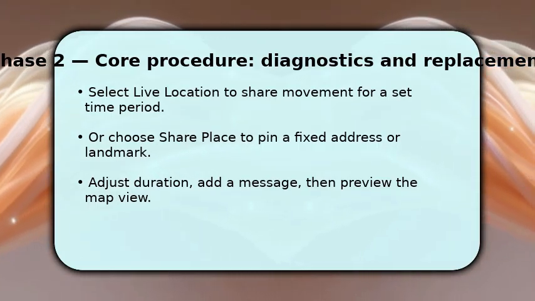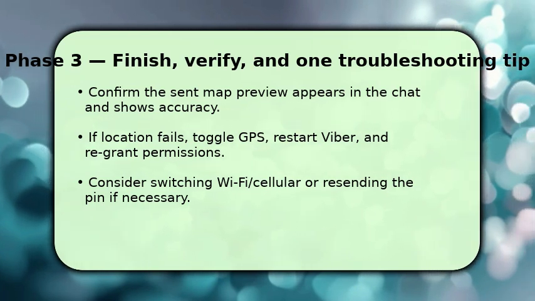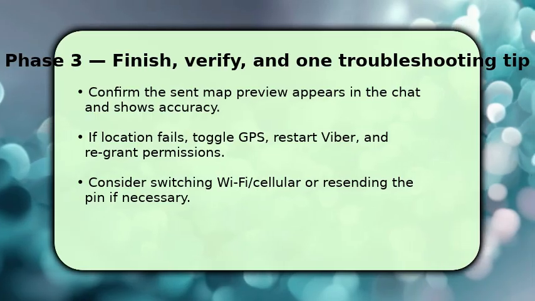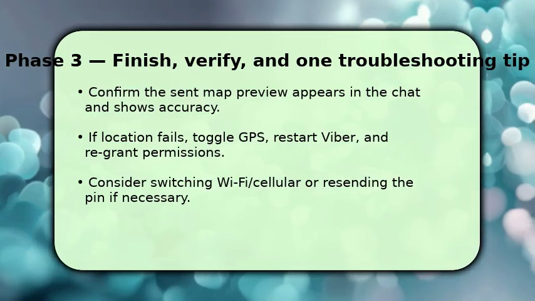Finally, confirm the map preview is posted in the chat and that the pin or live marker shows the expected position. If the share doesn't appear, first toggle your device GPS off and on, then restart Viber to refresh permissions.